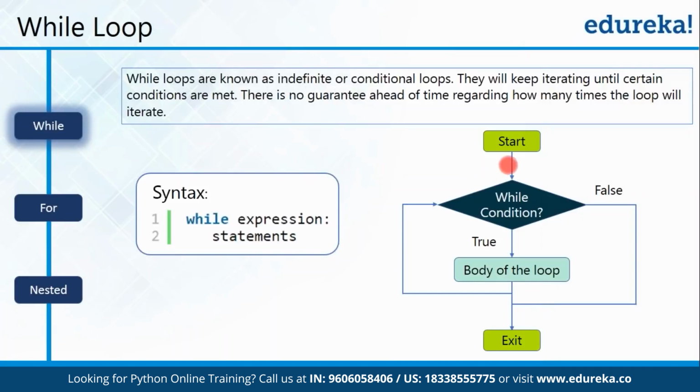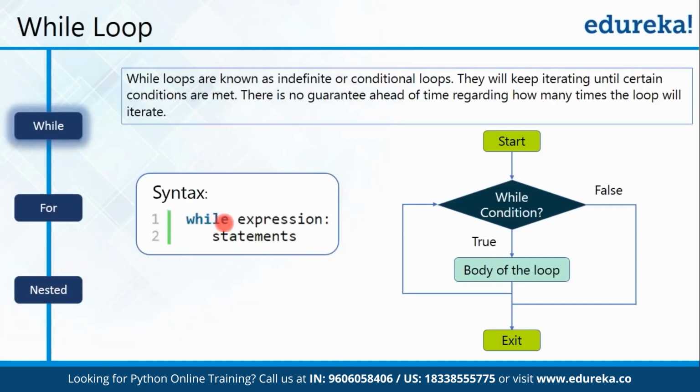Now over here what happens, the control will move inside the loop only when this while condition is true. And when it is true, it will execute the body of the loop. And then again it will go back and see whether the condition is still true or not. If it is still true, then again it will execute the body of the loop and it will keep on doing that until the condition becomes false. And the moment the condition becomes false, it will come out of the loop and execute the statements that are present after the loop.